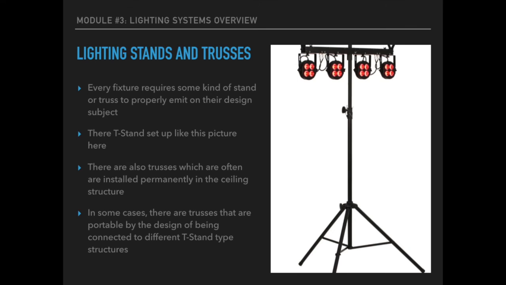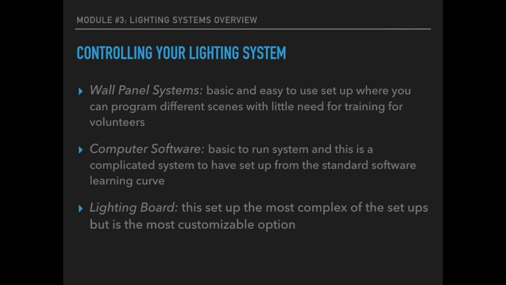Okay, so to finish up this week's module, let's discuss how you control your lighting system. There are 3 common ways to do this, especially in churches. You see the wall panel system. Aside from basic light switch flipping up and down, I've even seen a knob that you turn counterclockwise and clockwise to fade.